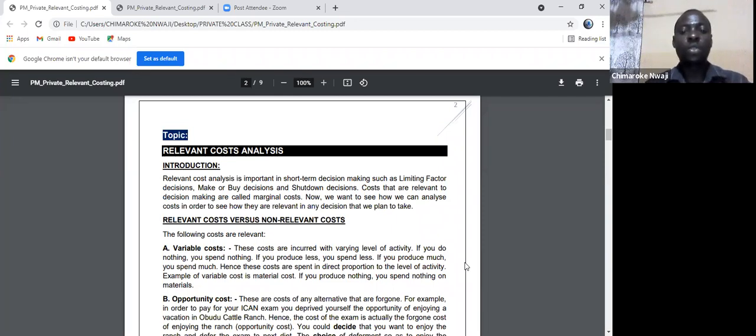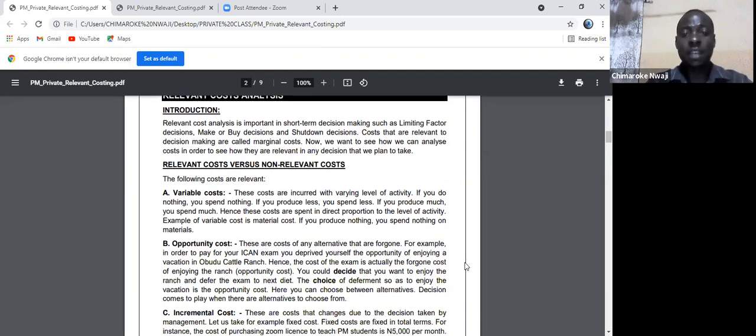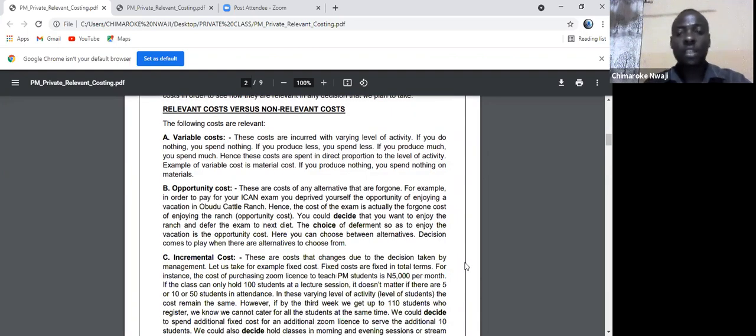Now, if we want to see how we can analyze costs in order to see how they are relevant in any decision that we plan to take, let us look at which costs are relevant and why are they relevant, and which costs are irrelevant. So relevant costs versus non-relevant costs. Now the following costs are relevant.